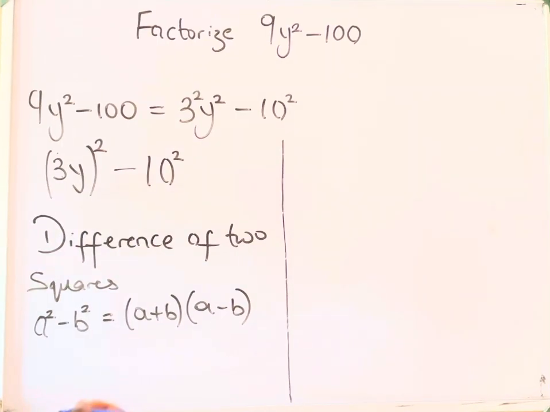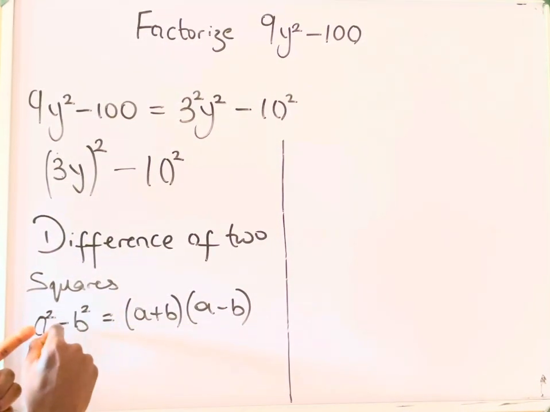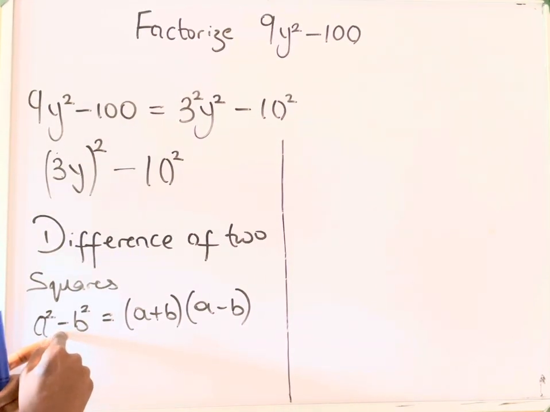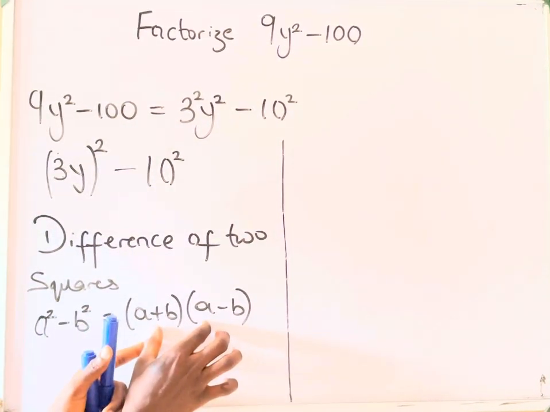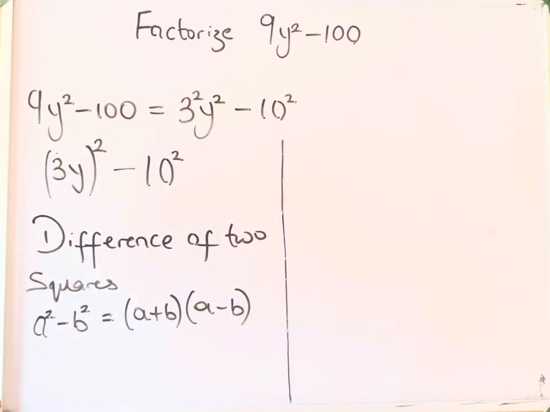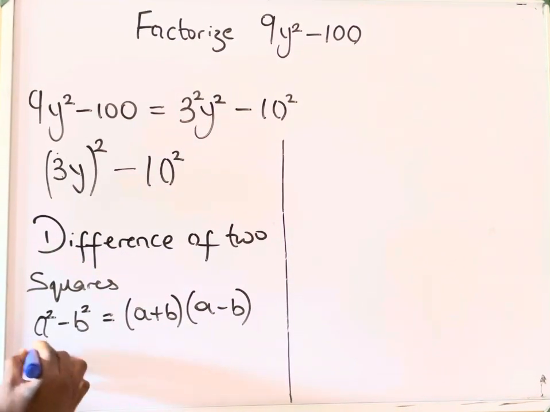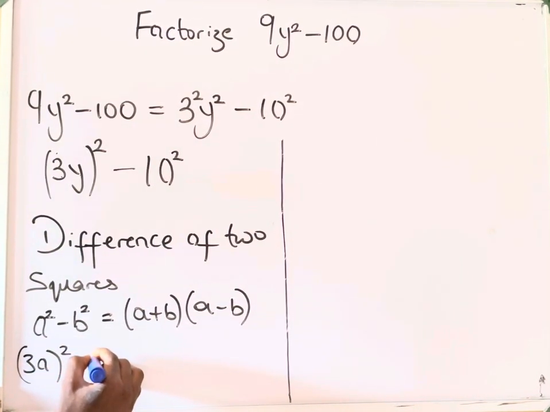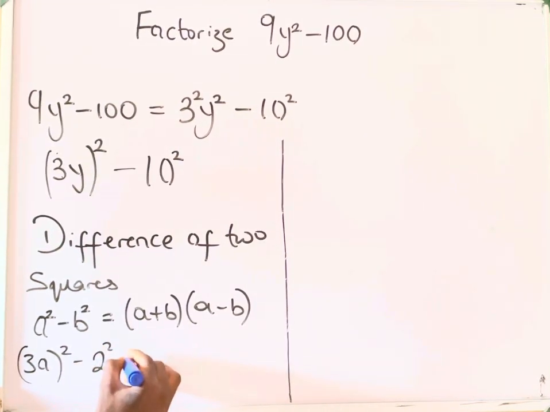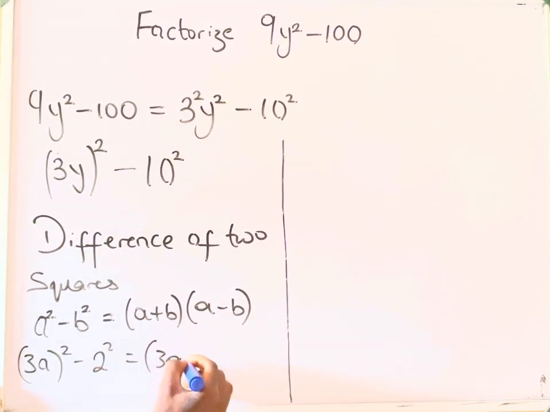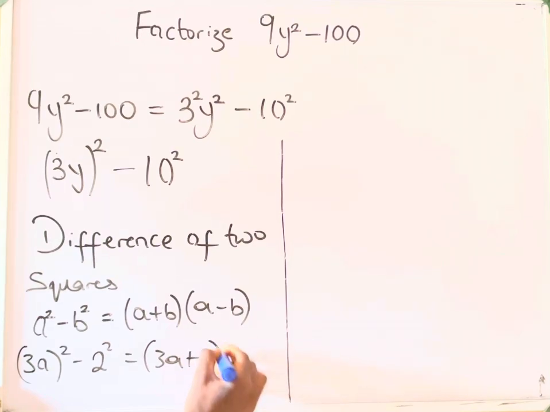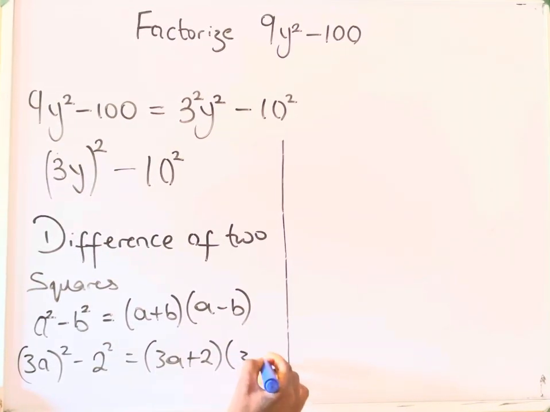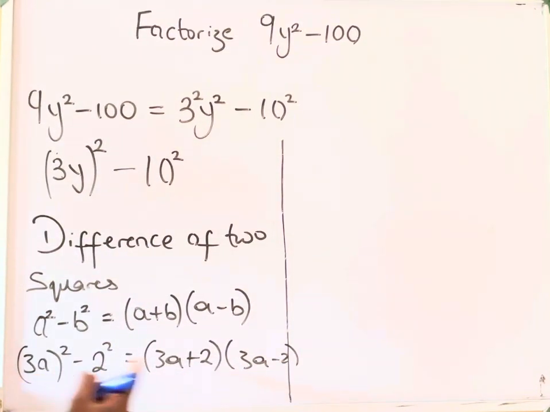You could verify this later. If you expand this, you have this back. So when you have squares and a negative sign subtracting them, you eventually get this. What does that mean? If I have 3a squared minus, let me say, 2 squared, it is equal to 3a plus 2 bracket 3a minus 2. So the secret: just pick the first one, pick the second one, but change the signs.